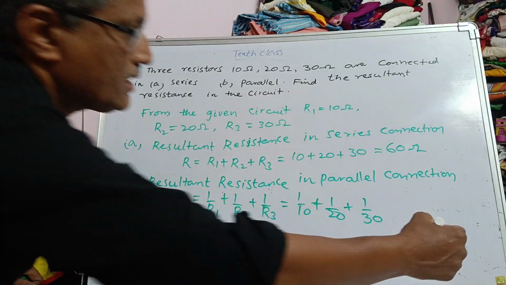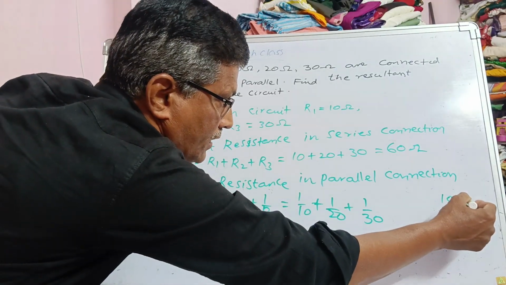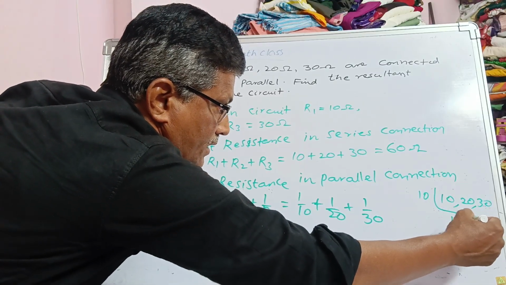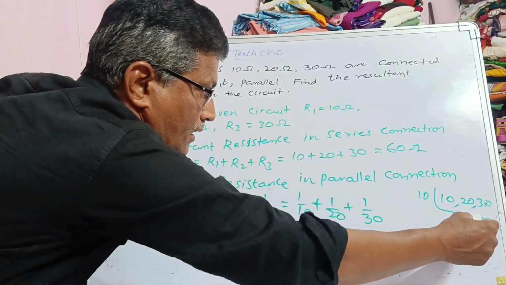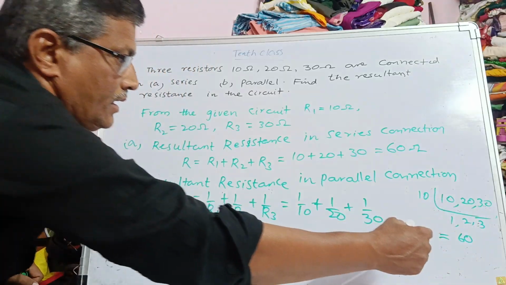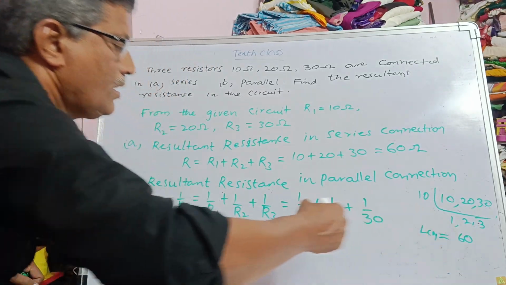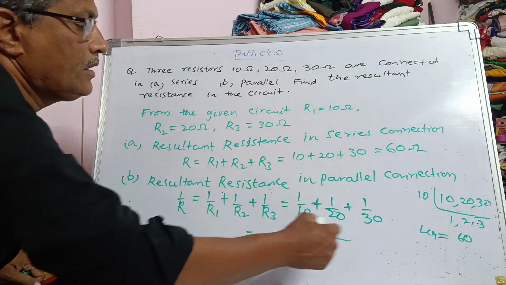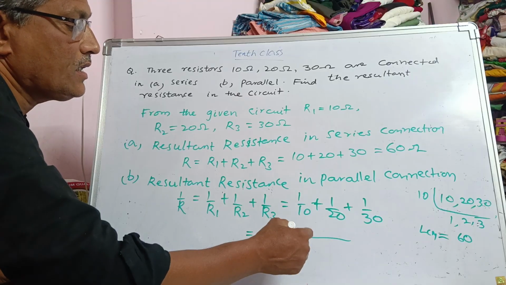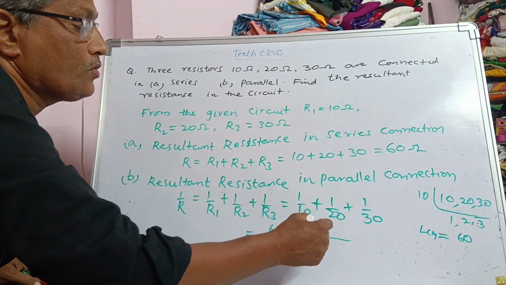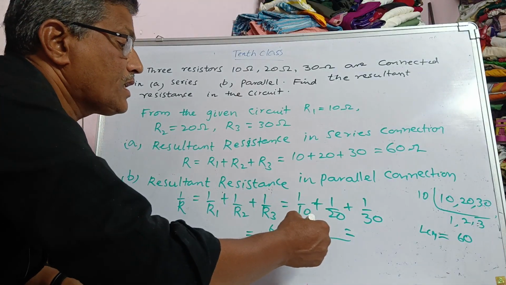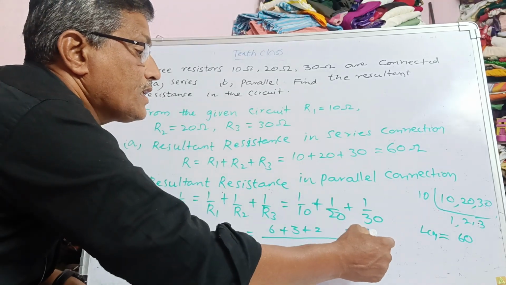The LCM of 10, 20, 30: 10 ones are 10, 10 twos are 20, 10 threes are 30, so 3 into 2 into 10, 60. LCM is 60, so we write 60 here: 6 over 60 plus 3 over 60 plus 2 over 60, that is equal to 6 plus 3 plus 2, 11 by 60.